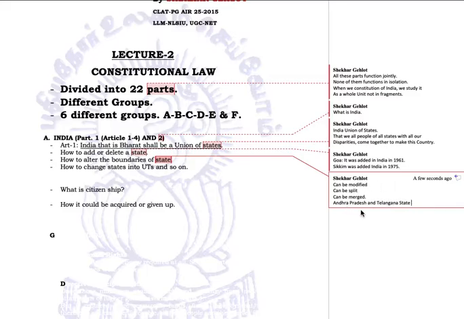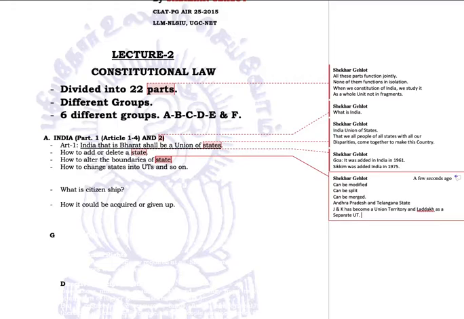This state was a new state. Telangana state was carved out from Andhra Pradesh, or after revision of Article 370, now Jammu and Kashmir has become a union territory and Ladakh as a separate UT now.